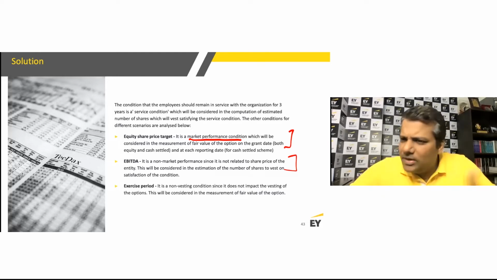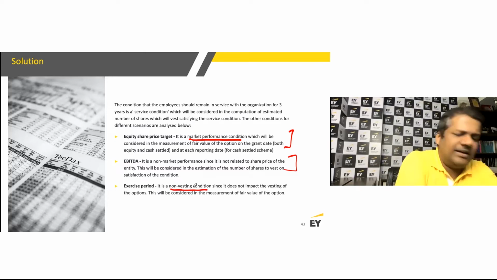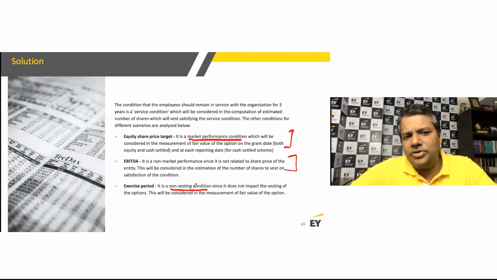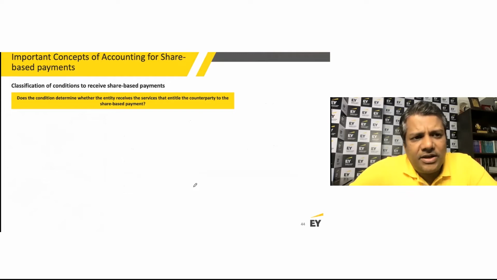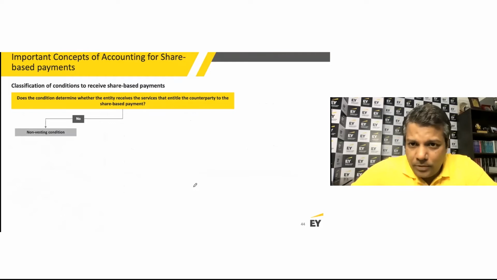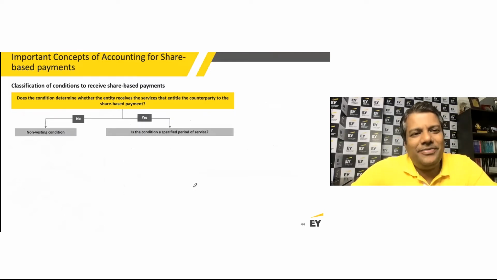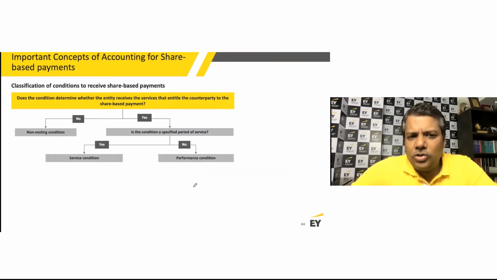The exercise period is a non-vesting condition, which is what I was saying. It's a non-vesting condition since it does not impact the vesting of the options. This will be considered in the measurement of fair value. Some more concepts in relation to accounting for share-based payments: classification of conditions. Does the condition determine whether the entity receives the services that entitle the counterparty to the share-based payment? If no, it's a non-vesting condition. If yes, then is the condition a specified period of service? That's the service condition. If it is no, it's a performance condition.